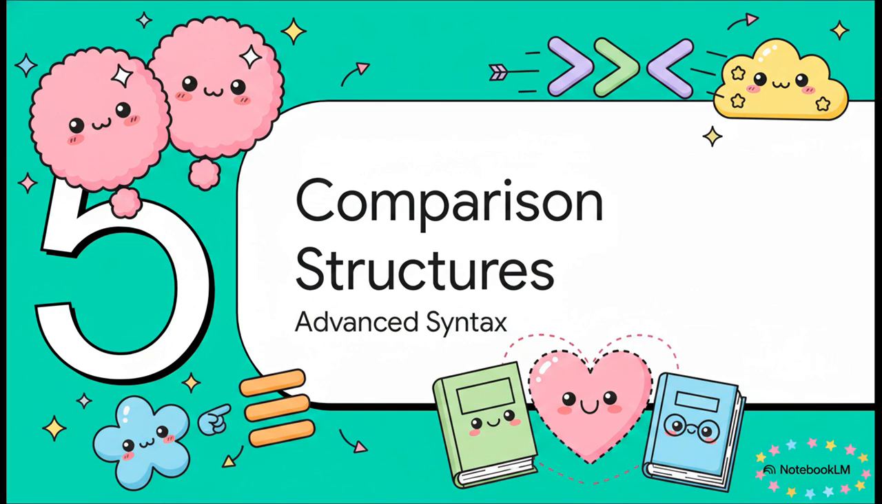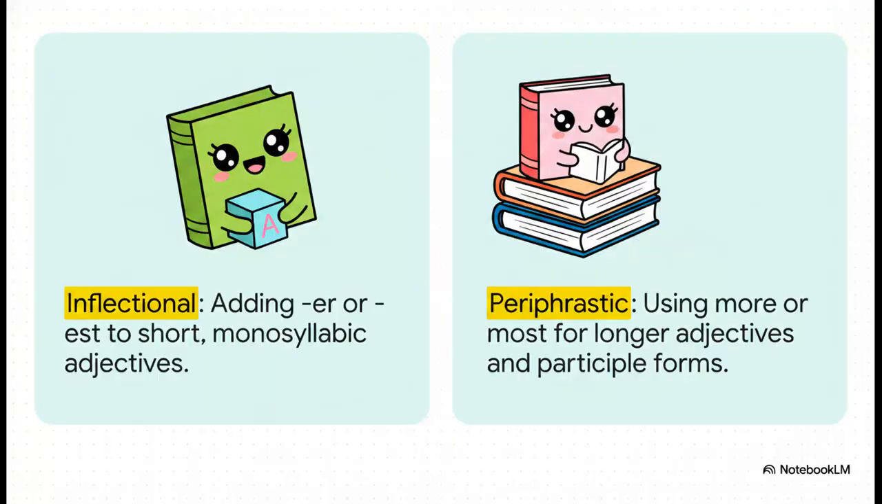And now we enter the final section of our explainer. Section 5, Advanced Comparison Structures. To indicate a higher degree, English syntax offers two distinct morphological paths. First up is inflectional comparison. This is where we simply attach a suffix, like -er or -est, to the end of the word. We use this for short, monosyllabic adjectives, making words like cleverer. But for longer, multisyllabic adjectives or adjectives formed from participles, we have to use periphrastic comparison. This involves complex phrasing using separate words, more and most, giving us structures like more beautiful or most interesting.